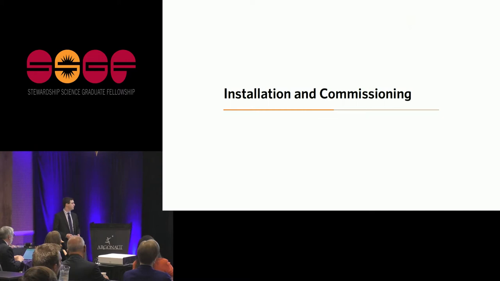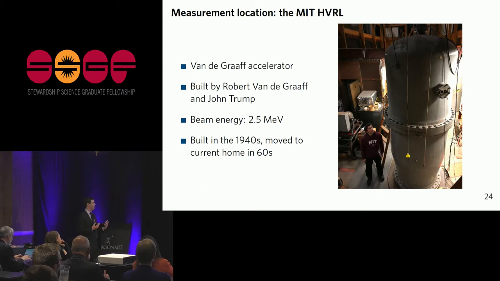So we started installing all this about a year ago. We were originally going to run this experiment at Jefferson Lab in Virginia, which had a 100 MeV beam, really nice beam. But that opportunity went away. And we found the chance to do this experiment at the MIT High Voltage Research Lab. This is a Van de Graaff accelerator, a single-ended electron accelerator. Here's a grad student for scale next to the tank. It was built by Robert Van de Graaff and John Trump back in the 40s, and moved to its current location in the 60s.